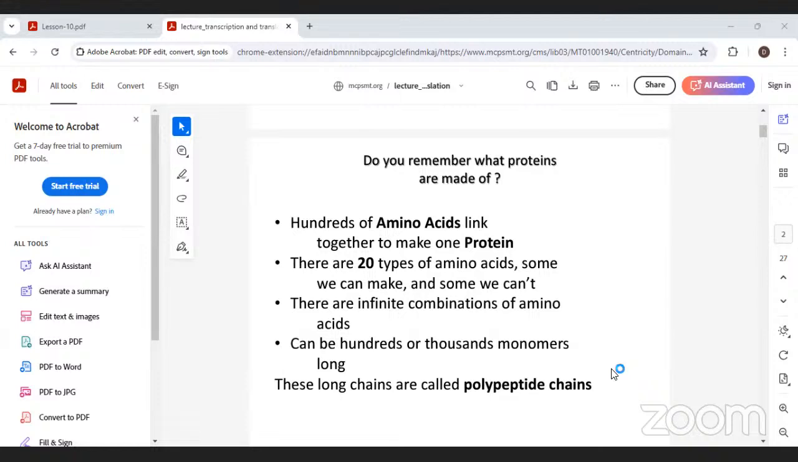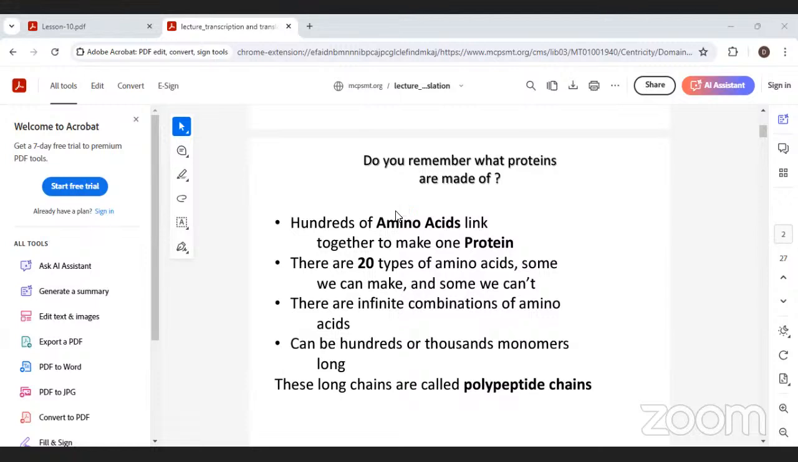Hundreds of amino acids are linked together to make one protein. How many amino acids make one protein? But there are only how many types of amino acids? 20 are there, but recently another new amino acid was identified, so a total of 21 amino acids are present.